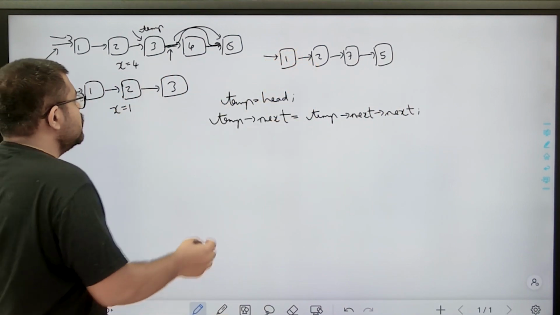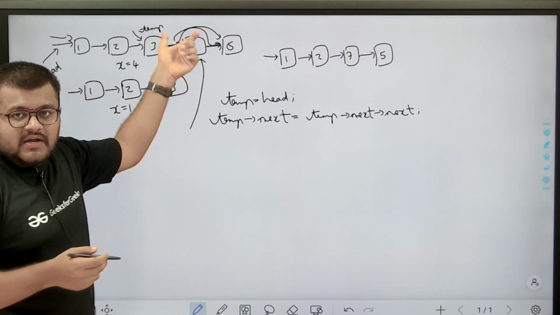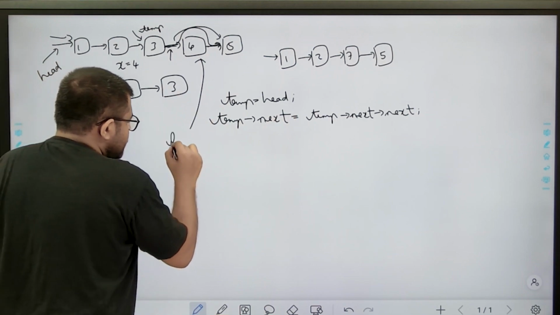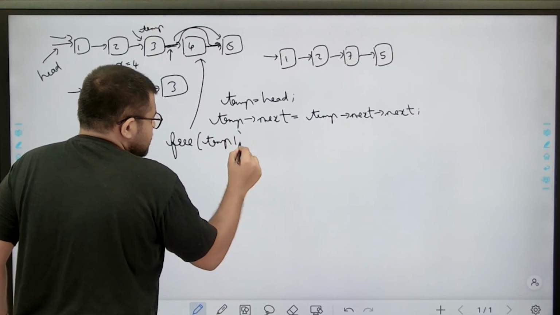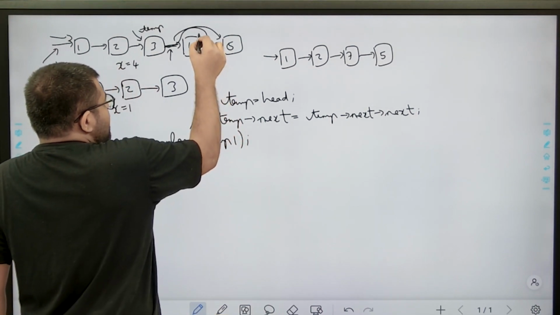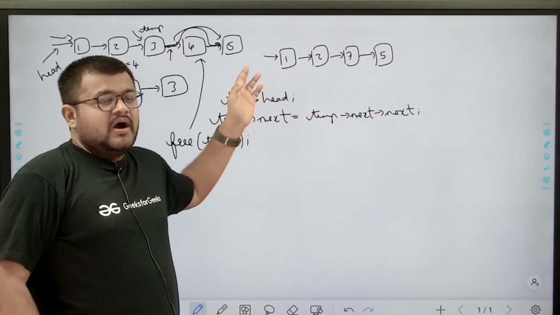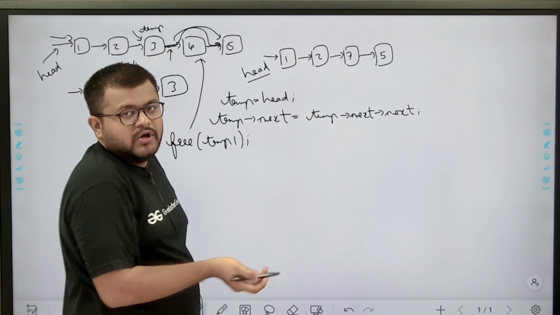What else you can do? You can maintain a pointer to this node before changing this, and then you can free that pointer. Suppose the name of that pointer is temp1. So basically the memory occupied by this node would be freed up, and we have already modified the linked list. Our head pointer will remain the same, so we will return that head pointer only.